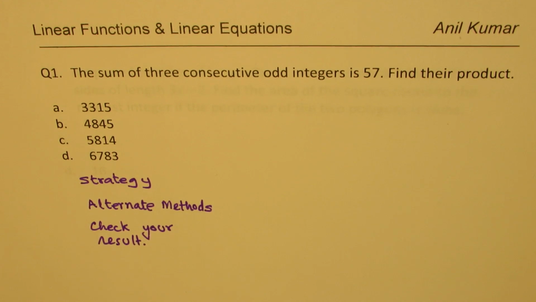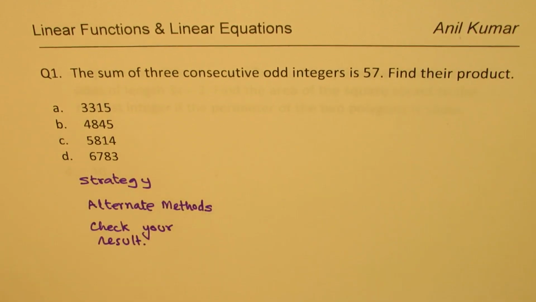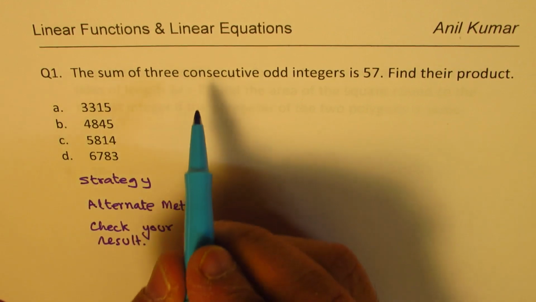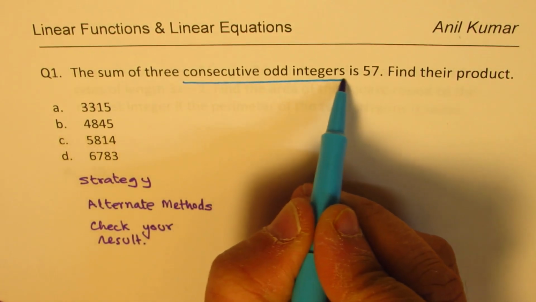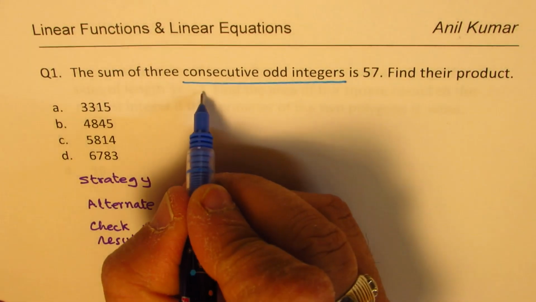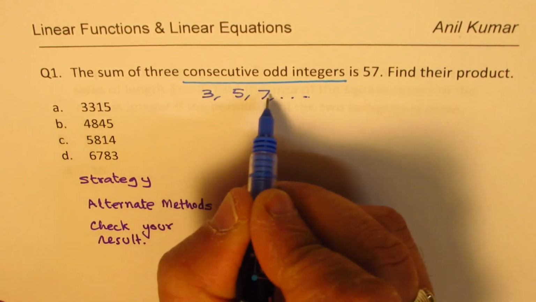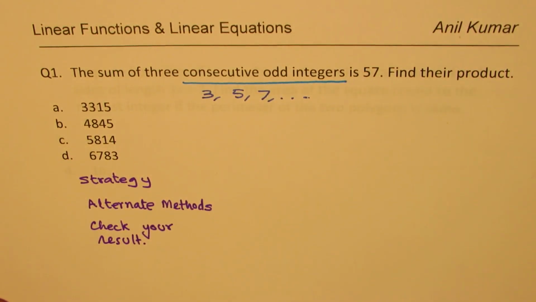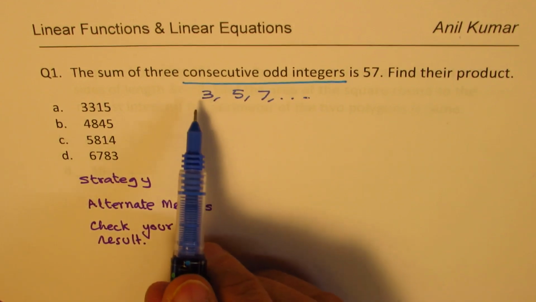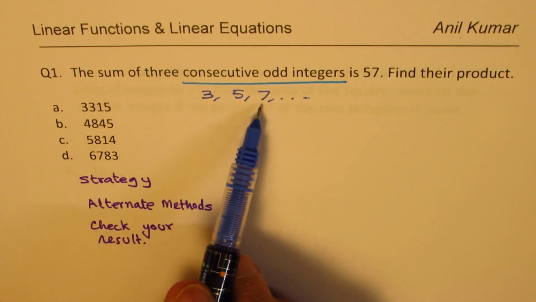Okay, so the question here is, the sum of 3 consecutive odd integers is 57. Find their product. Now, a few terms to look into, especially the one which says consecutive odd integers. What does that mean? The integers like 3, 5, 7, these are all odd numbers and they are consecutive. They come one after the other. So we are referring to such odd integers.